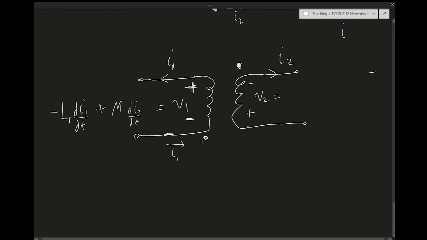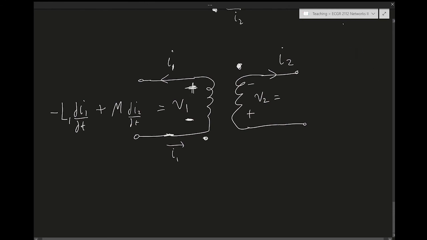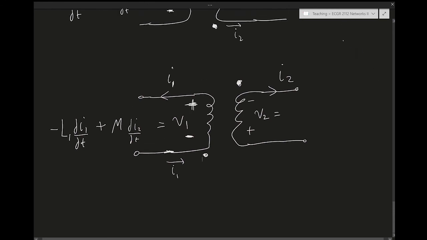For mutual inductance, let's look at V2. V2 is going to have a self term, right? It's going to be L2 di2 by dt, and this is positive because I2 is going in. This follows the self-inductance convention. I2 is going into the positive sign, so that's fine. This is positive.